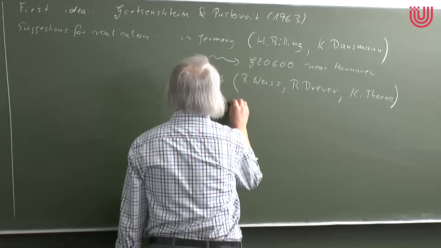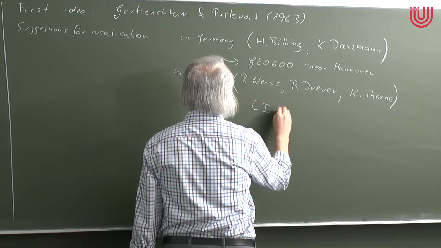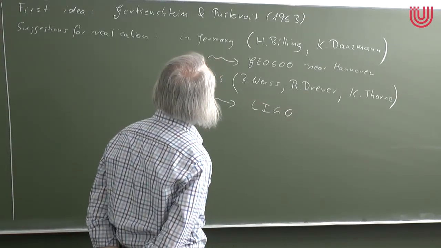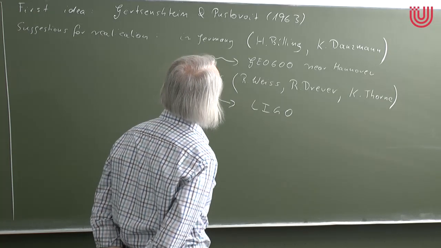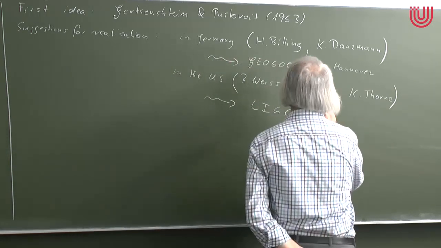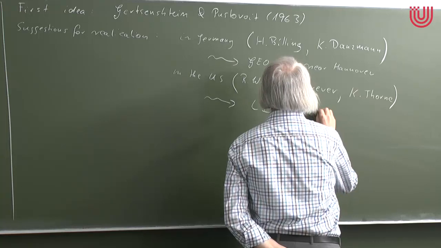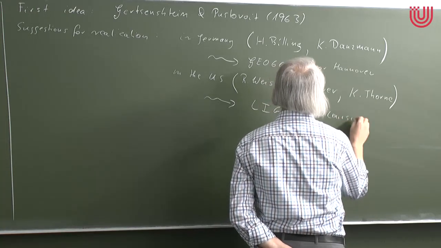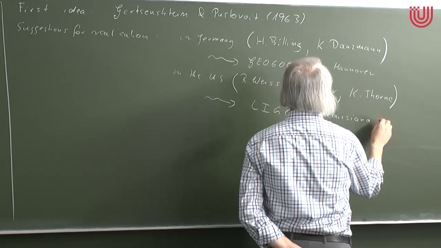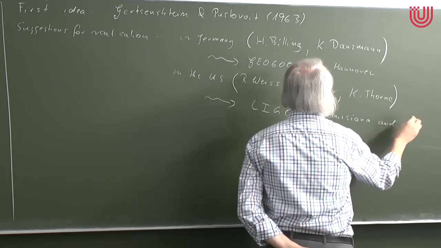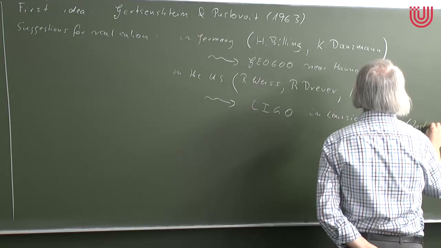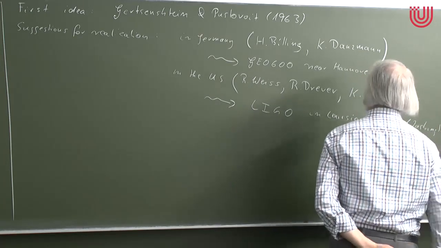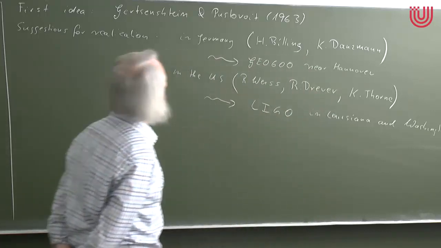So these three gentlemen were the initiators of the LIGO detectors. There's one in Louisiana and one in Washington State. So these are two detectors actually.